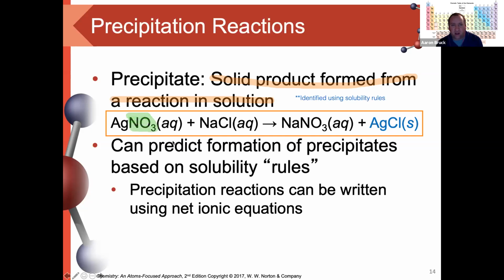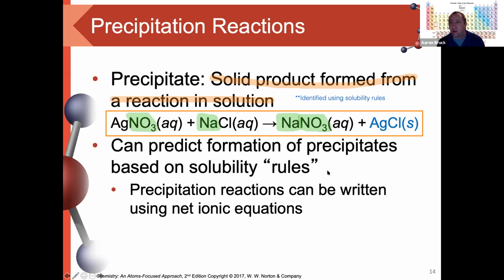The nitrate ion went from in solution as a reactant to in solution as a product. The sodium ion went from in solution as a reactant to in solution as a product. So if it started in solution and it ends in solution, the end result is that it didn't change. Nothing happened to it. It is exactly the same as it was at the beginning.